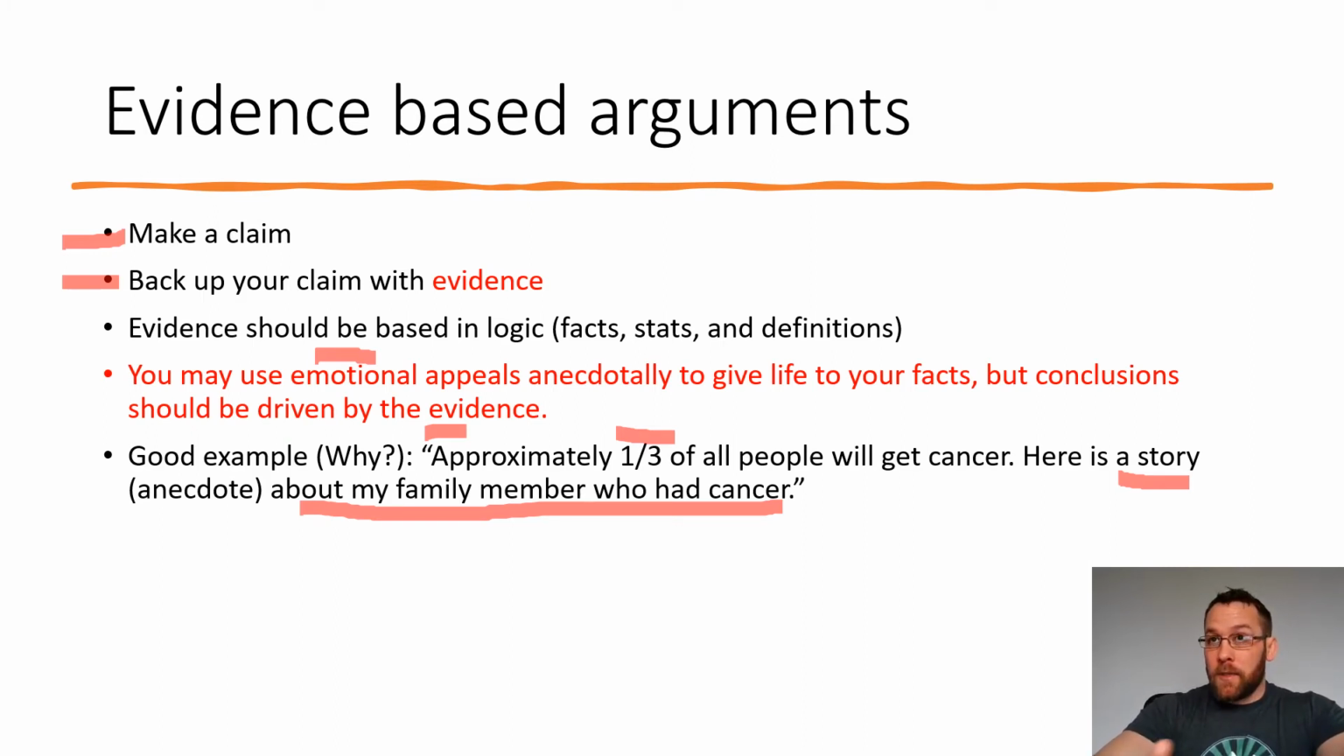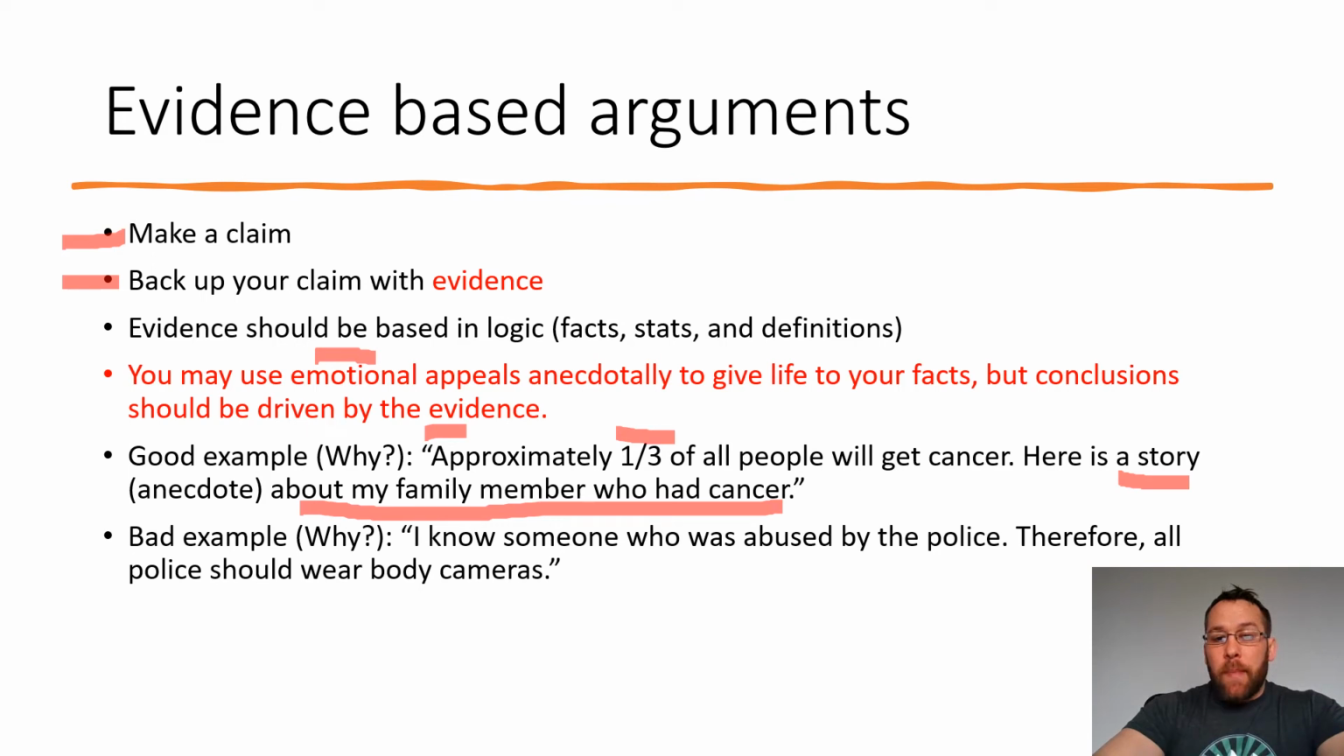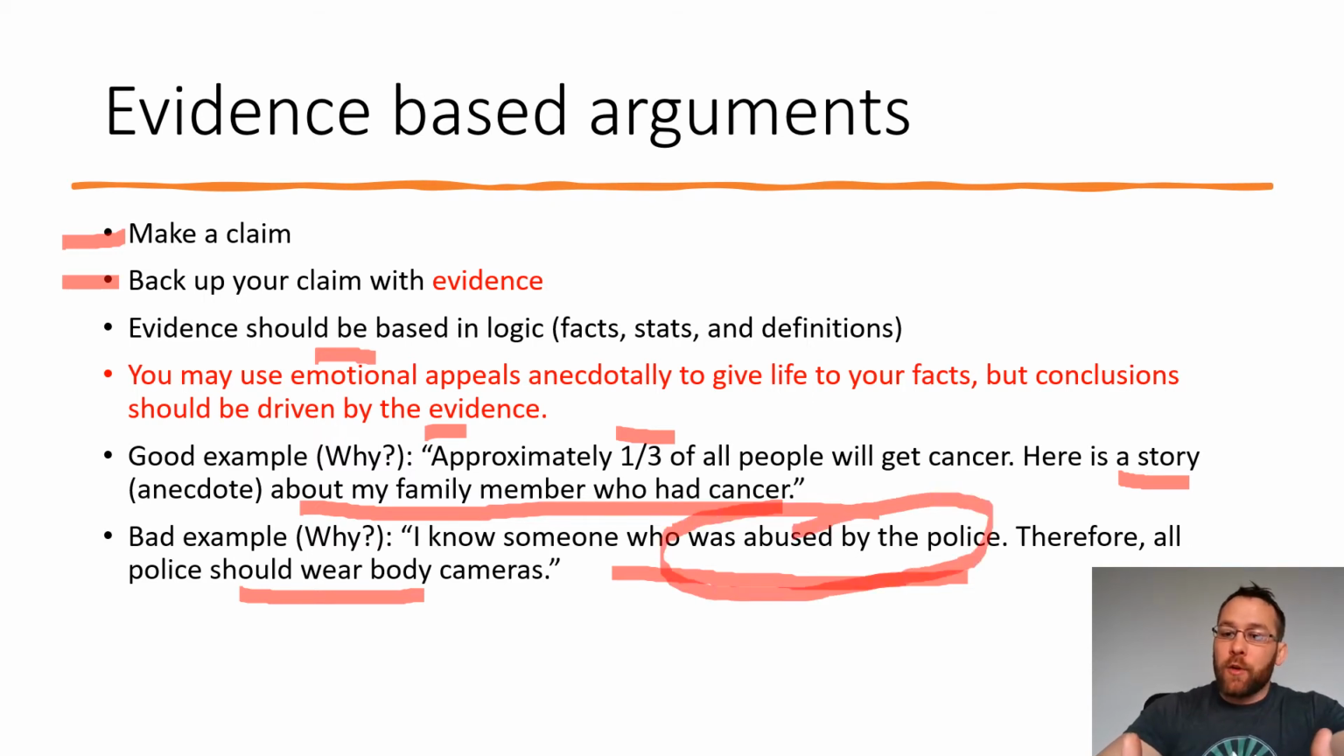This next one is a bad example. This bad example would read something like this. I know someone who was abused by the police, therefore all police should wear body cameras. This is a bad example because I start off with an emotional appeal, right? Here's an anecdotal story about a person I know who was abused by the police, and now I'm going to reach a conclusion that says all police should wear body cameras.